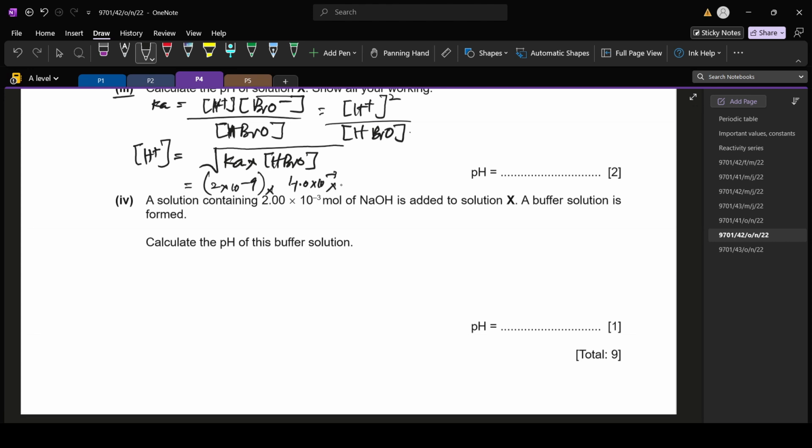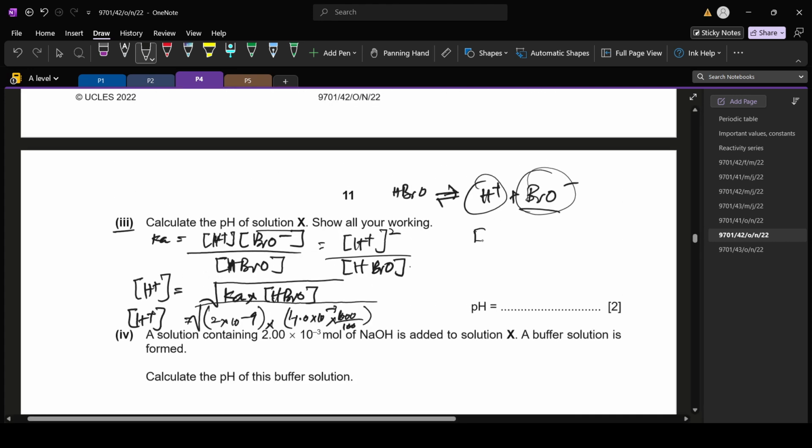So there will be 1000 divided by 100, and we will take the cube root of this. So the concentration of H plus ions will be 8.94 into 10 to the power minus 6.